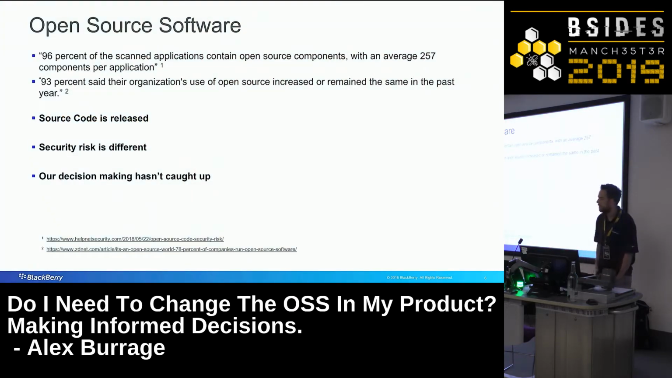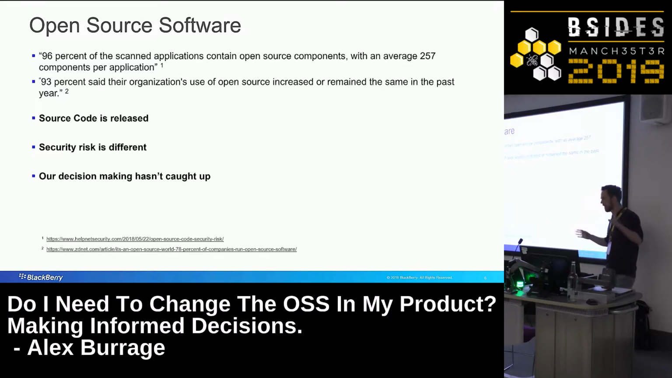So where are we today? These are some stats I pulled off the internet. As always, all stats on the internet are false, but hopefully this gives you some idea. So the first one was a Black Duck scan that says, of the things that they scanned, there were an average of 257 separate OSS components, which to me is a huge number to manage. And the use of OSS is going up, not going down. This is the world we live in now.